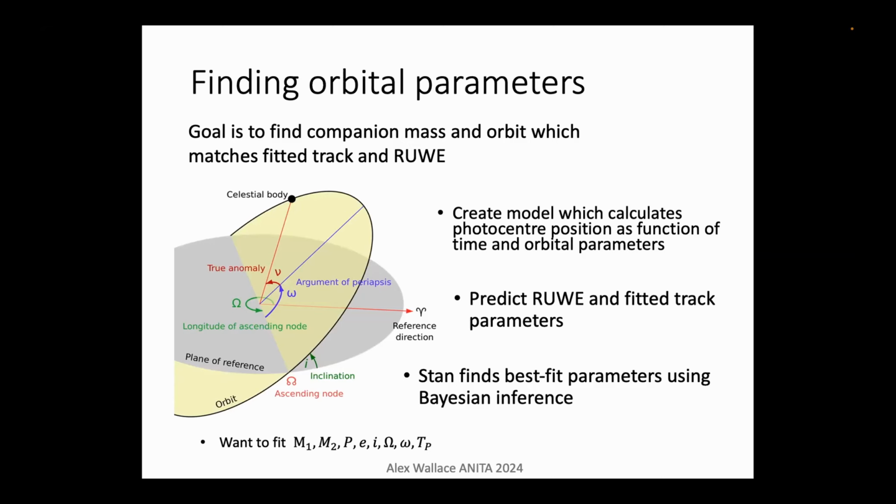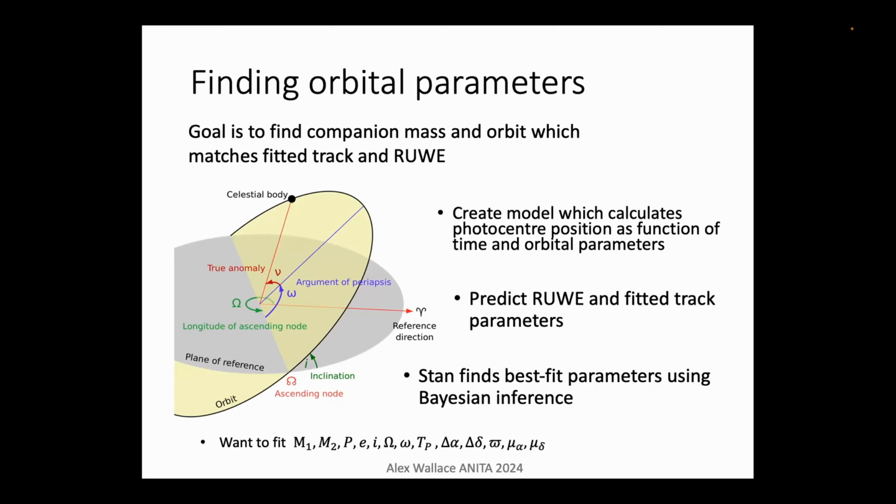But there are some other parameters we're also trying to fit, which are the offsets in position, the parallax, and proper motion. And the reason we fit these as well is because the fitted track parameters that we get from Gaia, we know that there could be something wrong with them. So what we're trying to fit is the real parallax and proper motion, so the actual motion of the center of mass in this case.